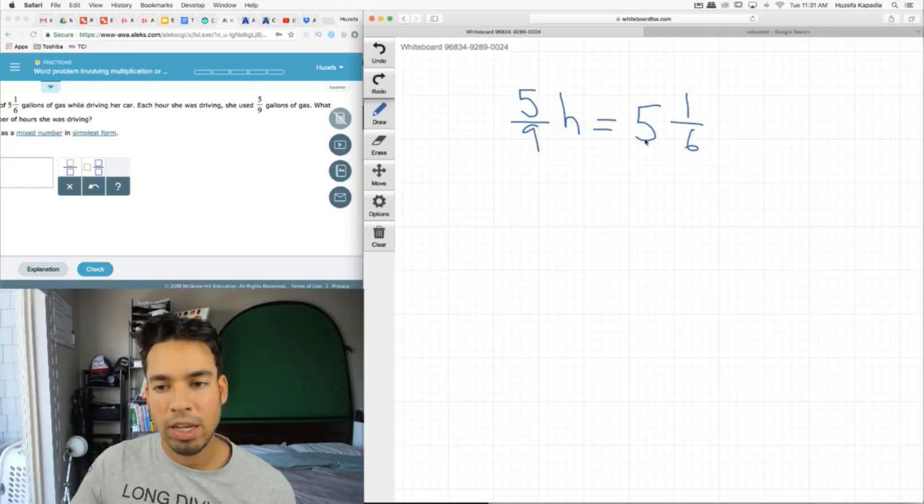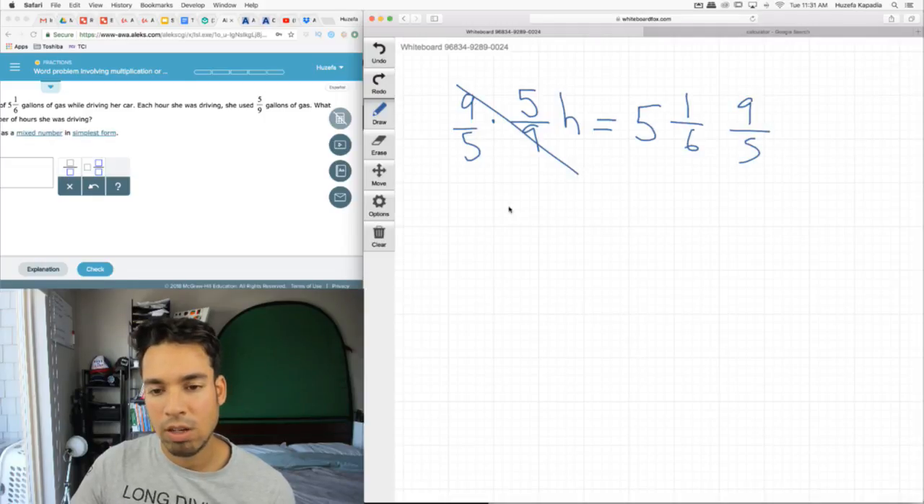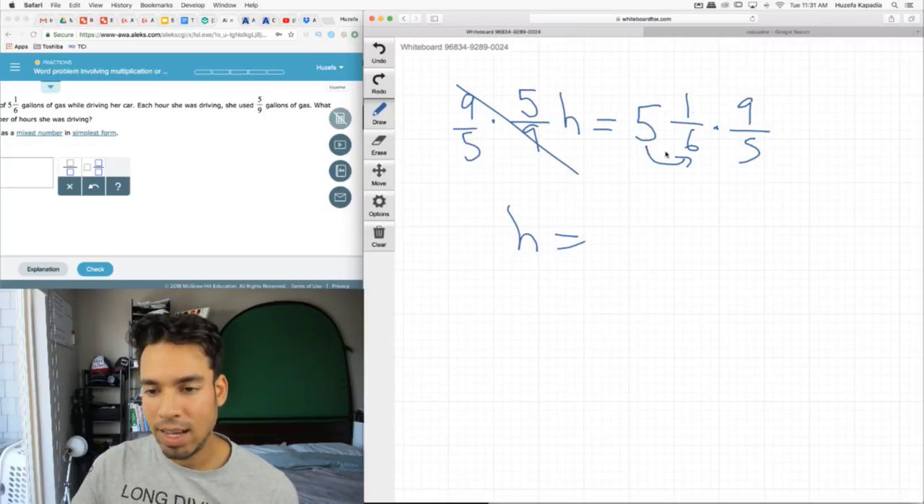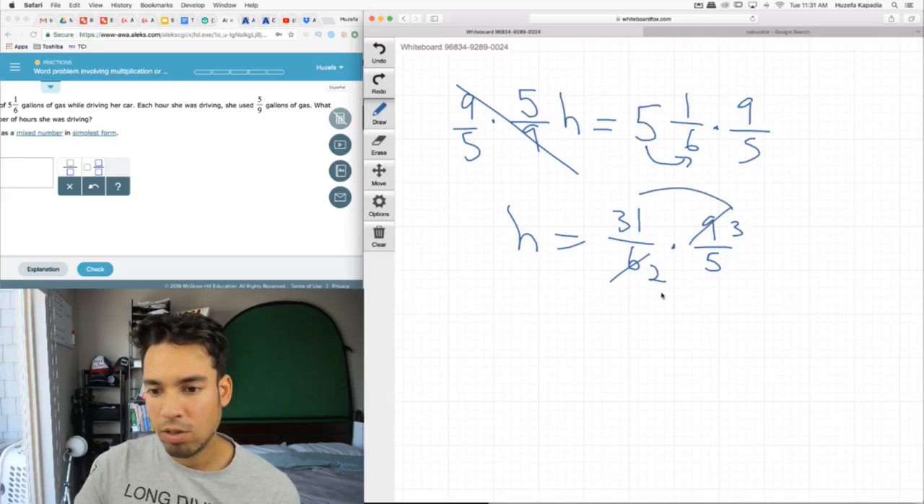So we need to solve for h. So if I'm multiplying h by 5/9, I got to multiply both sides by the reciprocal, which is 9/5. That cancels out. Now, how do I multiply these two fractions? First, I got to turn this into an improper fraction. Anytime we do division or multiplication of fractions, we can't be messing with mixed numbers. So multiply the denominator and add to the numerator. So it's 30 plus 1, which is 31 over 6. Times 9 over 5, and let's cross simplify. Divide these by 3, and that's 3 and 2, and then multiply across.